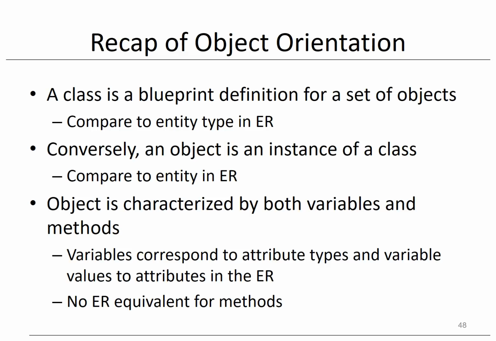Two important building blocks of OO are classes and objects. A class is a blueprint definition for a set of objects. Conversely, an object is an instance of a class. In other words, a class in OO corresponds to an entity type in ER, and an object to an entity. Each object is characterized by both variables and methods. Variables correspond to attribute types, and variable values to attributes in the EER model. The EER model has no equivalent to methods.